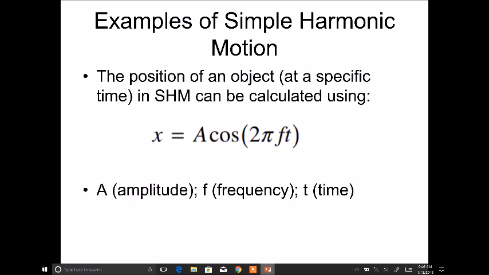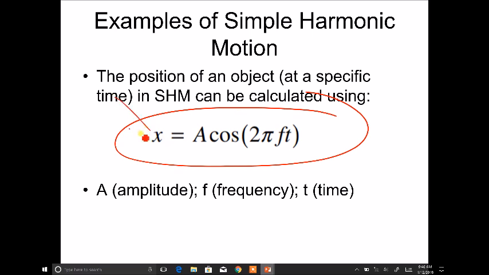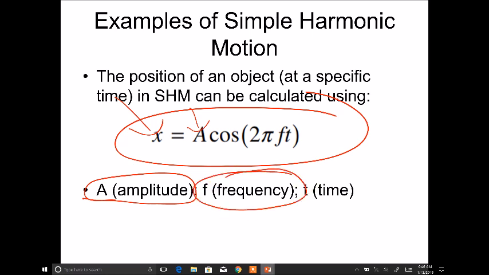We can also calculate the position of the object at a specific time using this equation, where X is the position, A is the amplitude. Amplitude is the maximum displacement, times the cosine of the quantity, 2 pi times f for frequency, measured in hertz, and t for time, measured in seconds.